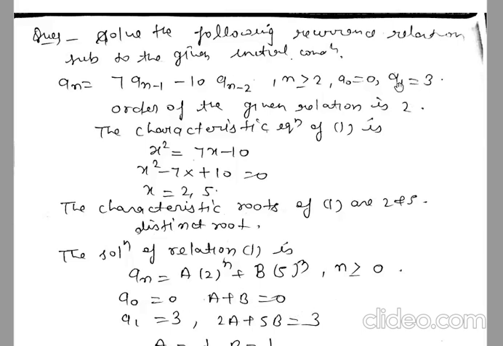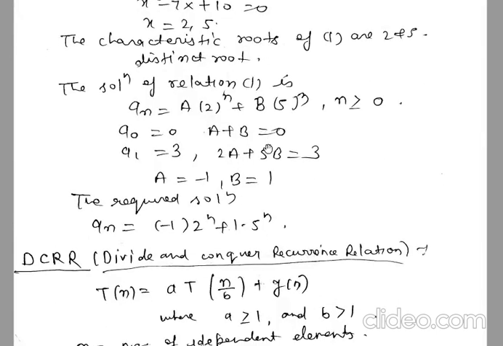Now the second condition is given: a1 is equal to 3. So put n is equal to 1 here. The left hand side will be a1, so a1 is equal to 3. So 3 is equal to a into 2 to the power 1 plus b into 5 to the power 1. So the second equation will be 2a plus 5b is equal to 3. Now solve these two equations, then you will get a is equal to minus 1, b is equal to 1. Then put these values in our final solution. So your answer is a_n is equal to minus 1 into 2 to the power n plus 1 into 5 to the power n, right? So guys, this is the example.